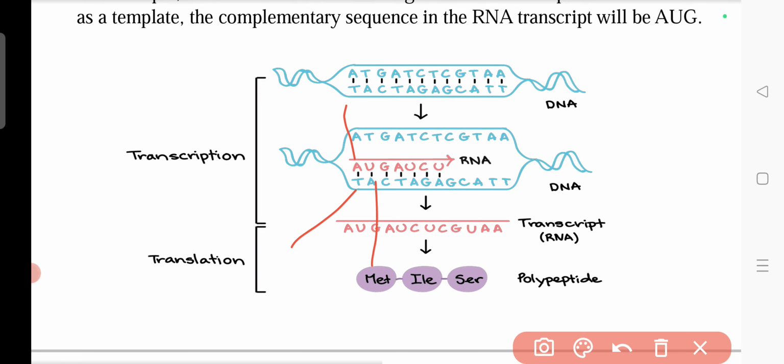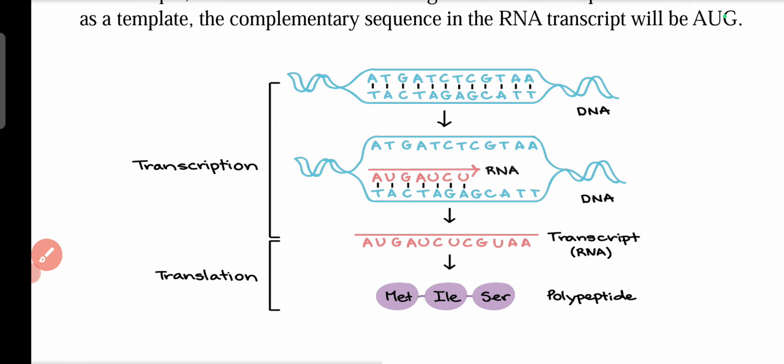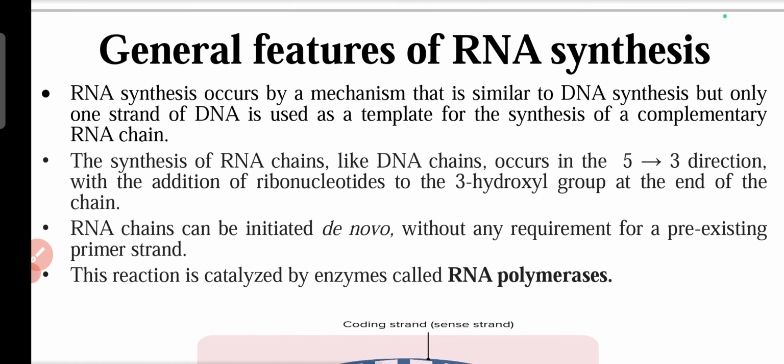If adenine is there, then uracil will be added, and likewise the complete RNA chain is synthesized, and it continues until it encounters the termination codon. So we will discuss the complete process in coming videos. Here we will discuss the basic features first.